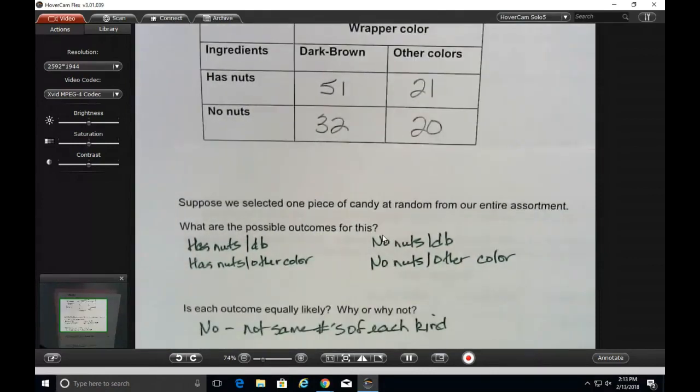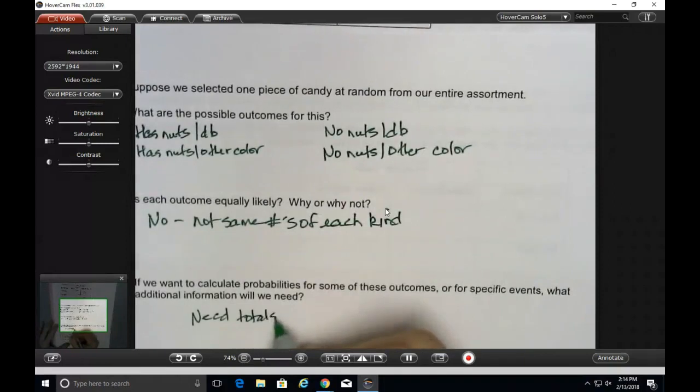If we're thinking about calculating probabilities, we're going to select one piece of candy at random and we want to talk about probabilities for some of the different outcomes and for different events. What's another piece of information we would need? Yeah, how many total candies we had. We would need to know that so that we'd have something to divide by. Whenever you do a probability, on the top you have the number of how many of that kind are there, or the number of possible ways that that event can happen, but you have to divide it by the total that's in your sample space. In this case, how many candies there are. We need totals, like a total for the whole table.